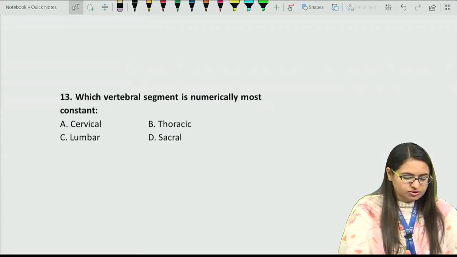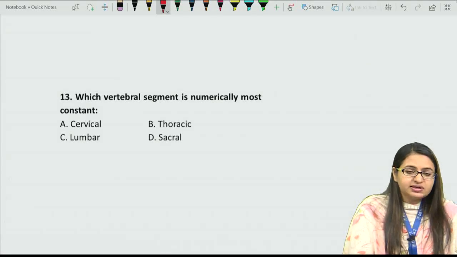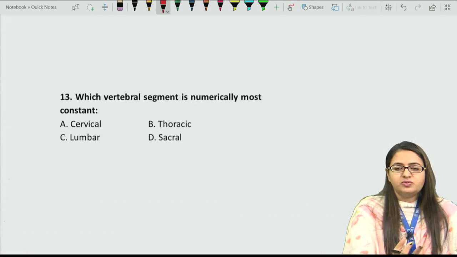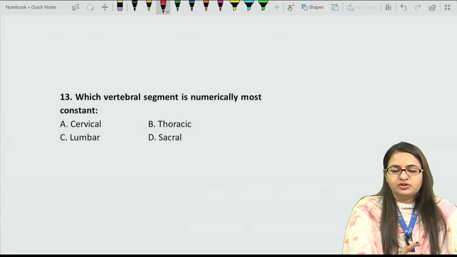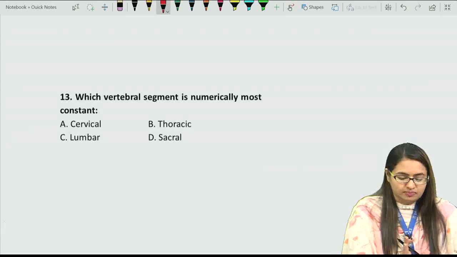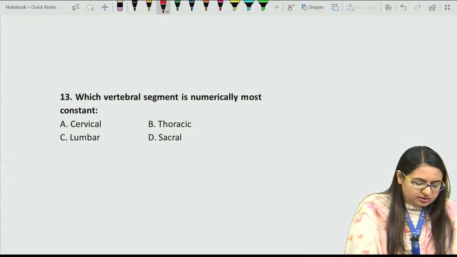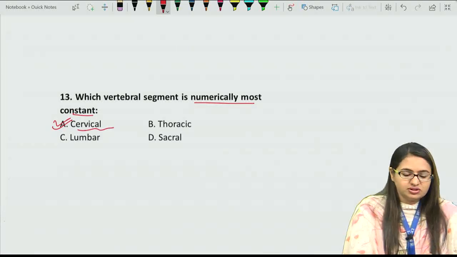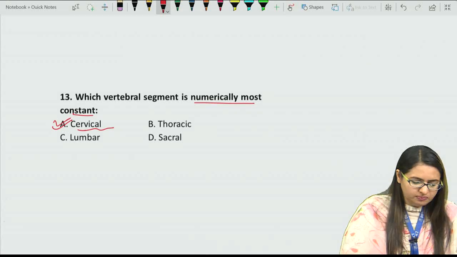Now if we come to the next question, which vertebral segment is numerically most constant? The various vertebrae present in the vertebral column may vary in number, but the number of the vertebrae in this segment will remain the same. The one which is most constant is the cervical vertebra. So the answer for this question is A, that is the cervical vertebra.